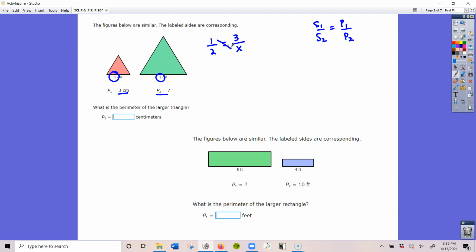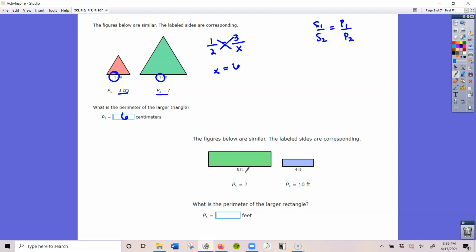So we cross multiply. 1 times X is equal to 2 times 3, which is 6. I didn't have to solve for X here, so the perimeter for 2 is 6.